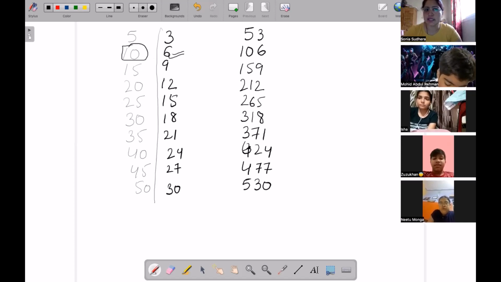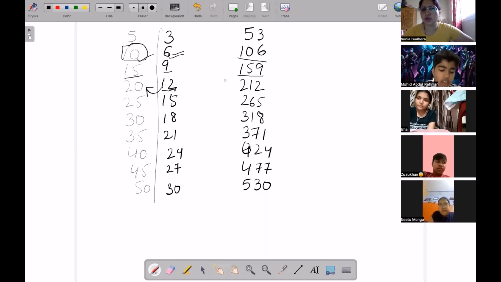6 as it is, then 10 as it is. So 53 twos are 106. Fine. Then 9 as it is and 15 as it is. So 53 threes are 159. The trick starts from here, because here we have a two-digit number. So 2 we will write as it is and 1 will be carryover. So 20 plus 1 is 21.